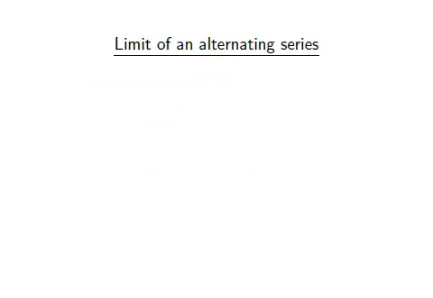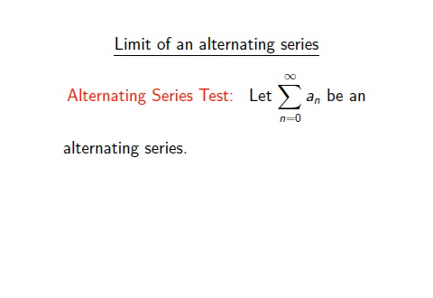Next we want to investigate under which conditions an alternating series converges. This test is called the alternating series test. So let us assume we have given an alternating series. That means consecutive terms in the underlying sequence a_n have different signs. Such a series converges if the following two properties are satisfied.